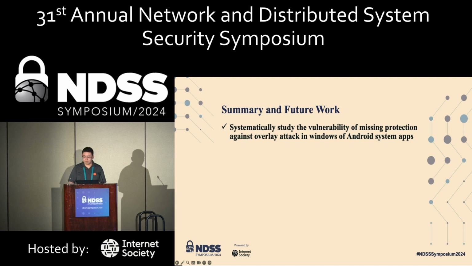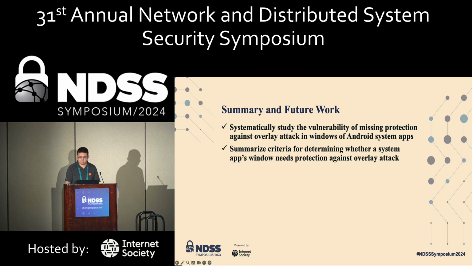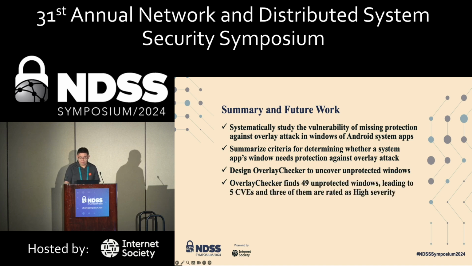In this work, we are the first to systematically investigate the vulnerability of missing protection against the overlay attack in windows of Android system apps. We summarize 3 criteria for determining whether a system app's window needs protection against the overlay attack. Based on the proposed criteria, we design and implement a tool named OverlayChecker, and we apply OverlayChecker to 8 commercial Android systems, and it finds 49 unprotected windows, which are vulnerable to the overlay attack. These findings lead to 5 CVEs, and Google and Vivo rated our reported cases as high severity.